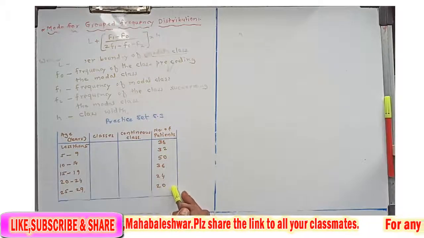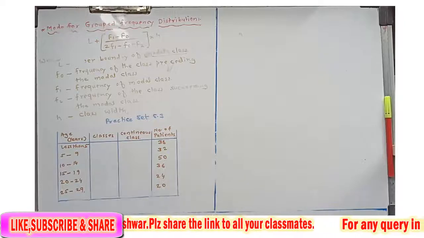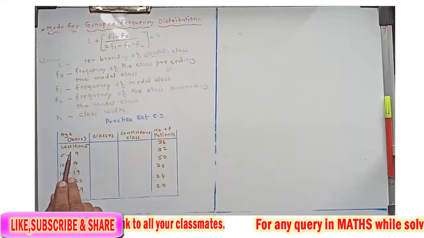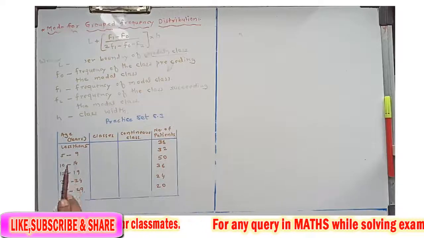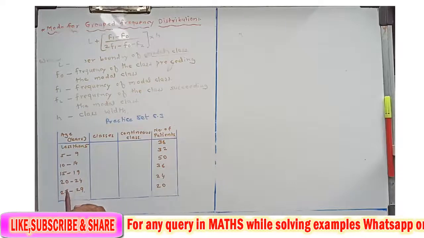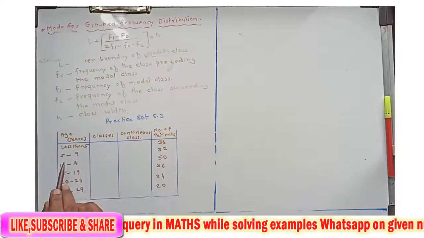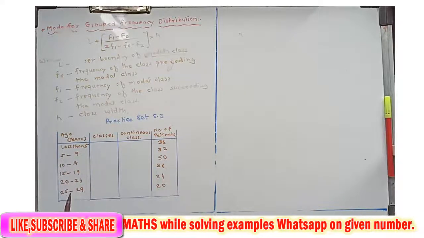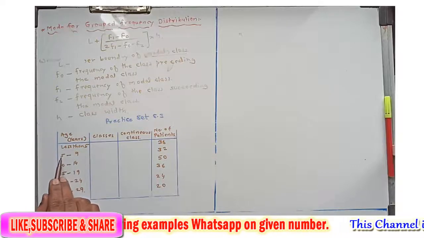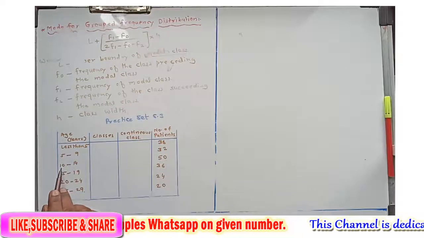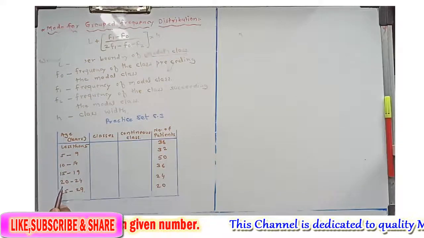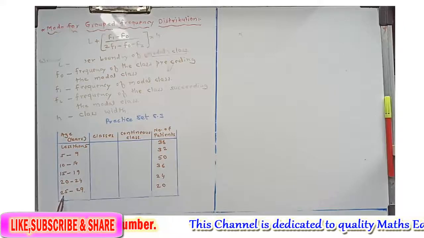Okay, so these are the number of patients. Here the first class is given as less than 5. This is not a class, less than 5 is given. And if you observe the second, third, fourth, fifth and sixth classes, the class width for each class is 4. Just see, 9 minus 5 is 4, 14 minus 10 is 4, 19 minus 15 is 4, 24 minus 20 is 4, 29 minus 25 is 4.